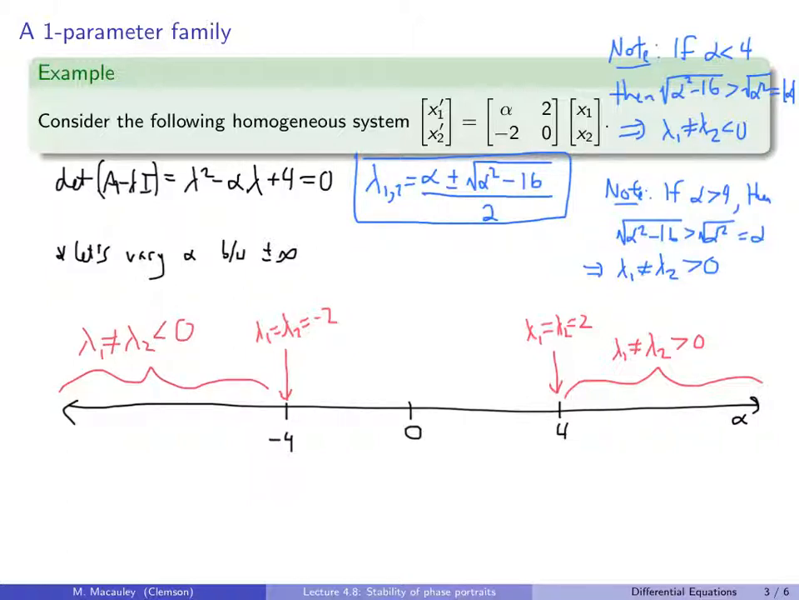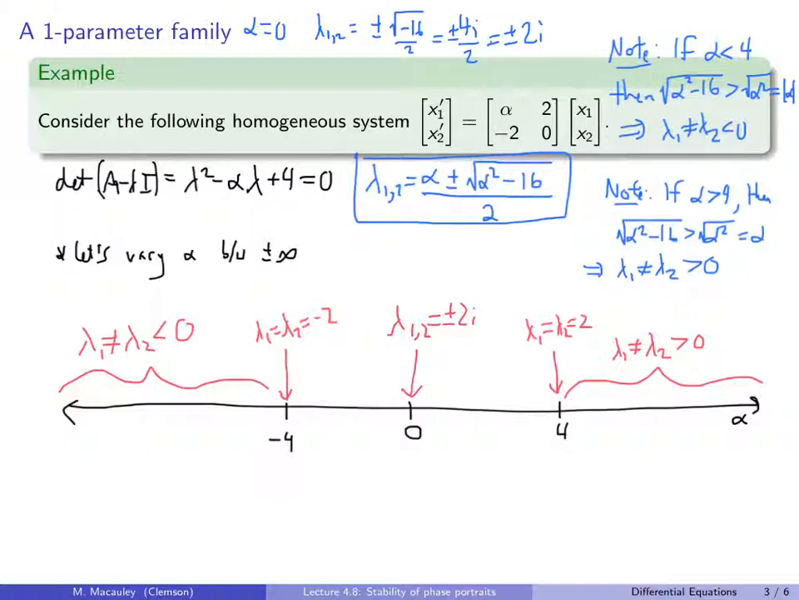Okay, so now we've got to fill in the middle. Let's do 0 first. What happens when we're at 0? When alpha is 0, then the roots are 0 plus or minus the square root of negative 16, over 2. So that is plus or minus 4i over 2, which is plus or minus 2i. So in this case, lambda 1 and lambda 2 are plus or minus 2i. This is when we have purely imaginary roots.